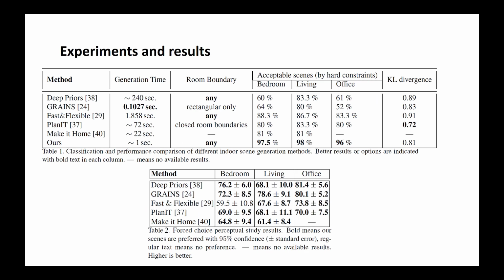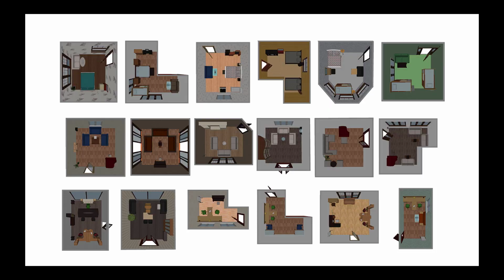Here in the first table we compare our method with state-of-the-art methods by a number of criteria. The second table shows the results of the perceptual study, and as can be seen from the data, our method shows the best results for almost all comparisons. Here we see different examples for bedrooms, for living rooms, and for offices.